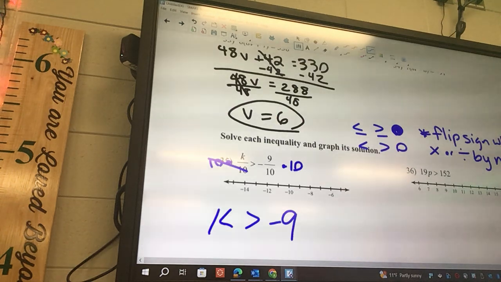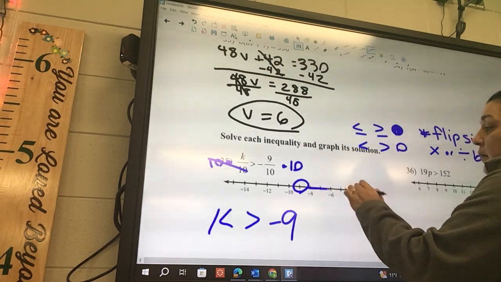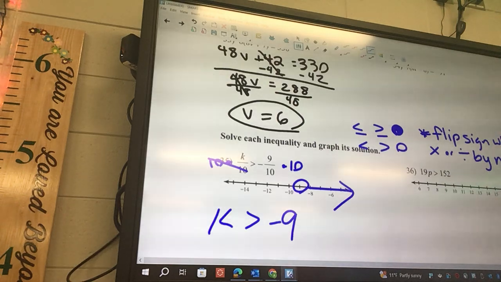Okay, so on the 9, is that going to be open or closed? Open. Going which way? The right. We did solve it. Yes, we did. Negative 9 over 10 times 10 is negative 9.